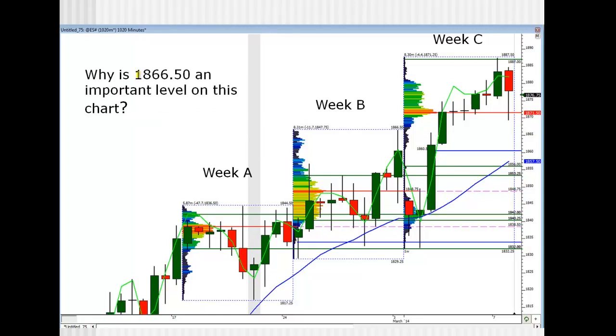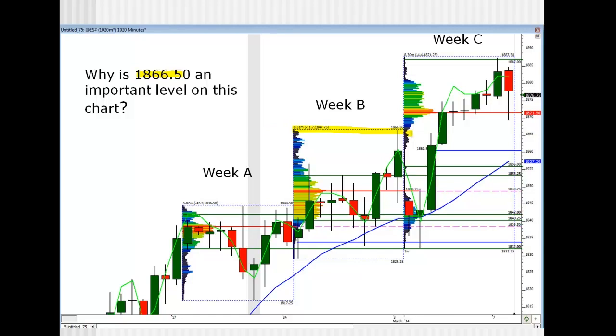Okay, another interesting question. Why is the 1866.50 an important level on this chart? Well, let's take a look at it and see. Where is it? Well, it's right here. It was in fact the high of the week that preceded this week we just finished. Your highs are always very, very important. Not only that, take a look.